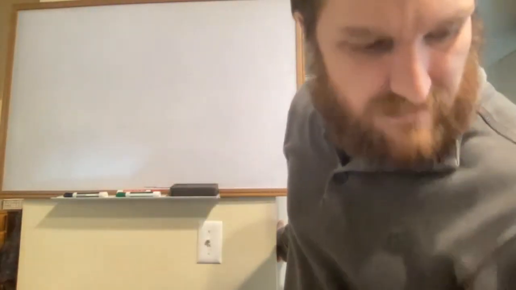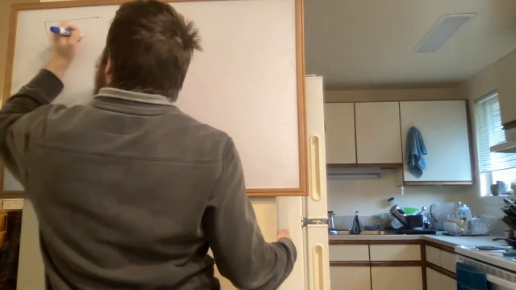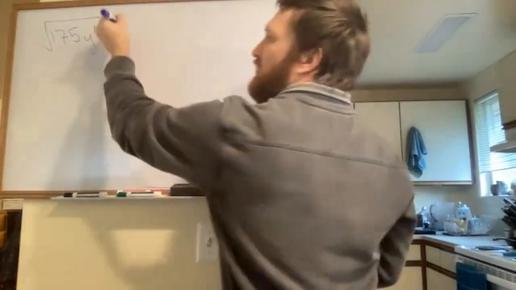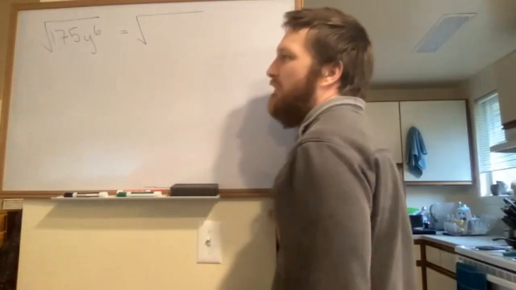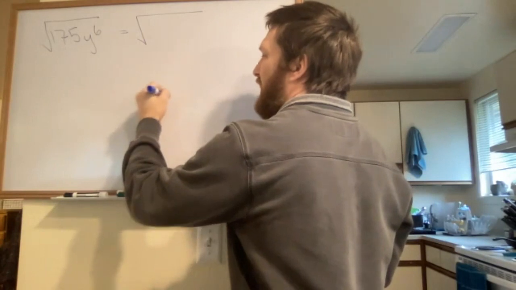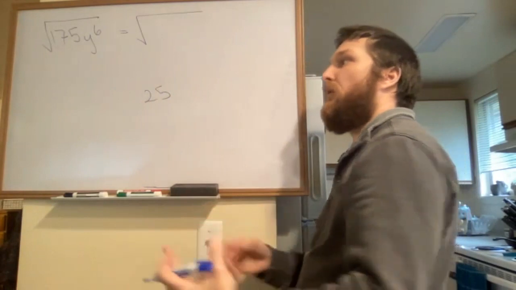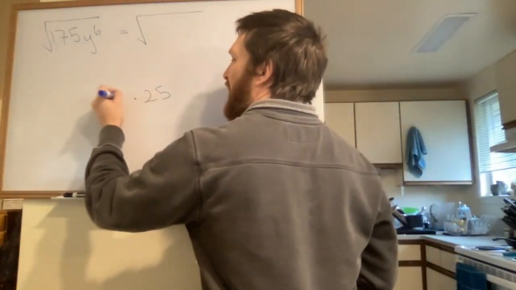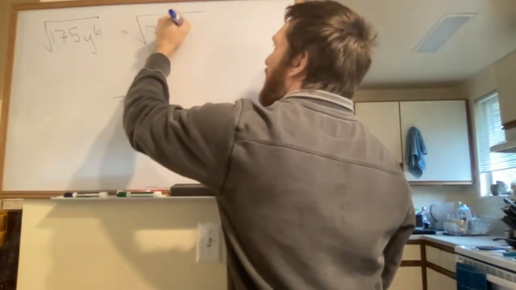The second group of stuff is like what we just did. You'll be given something like the square root of 175 y to the 6th. I'm just going to do this quickly. I think 175 is $1.75. That means I could divide it by 25, because 25 is like a quarter. And I know if I have 4, 5, 6, 7 quarters, I have $1.75. So this should be 7 times 25.